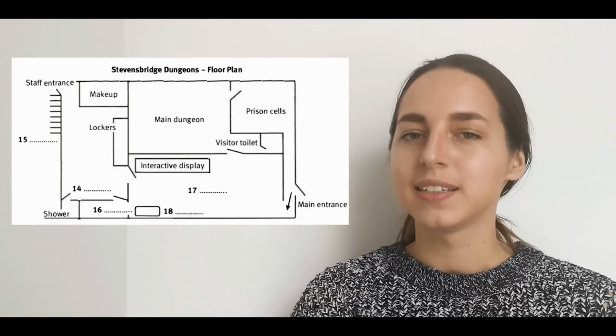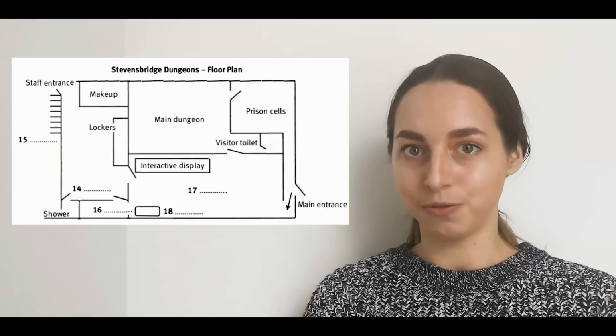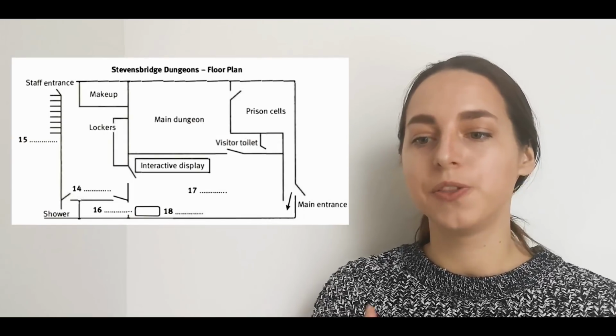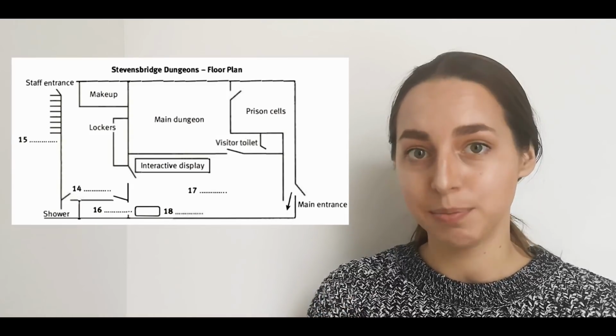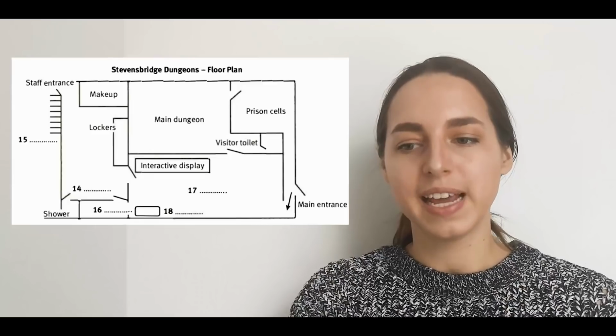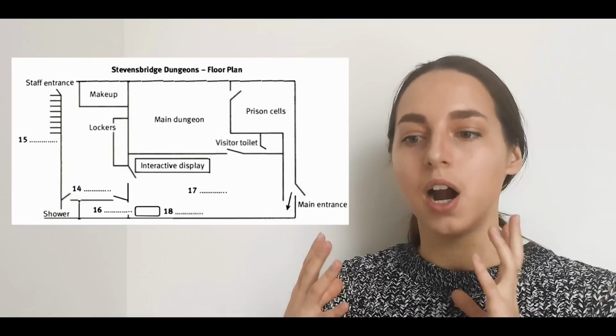So the speaker starts showing the layout of the museum, right? And he says, from the museum, we can pass through this door near the interactive display into the staff room. So the staff room is the first thing that we see where we are going in.